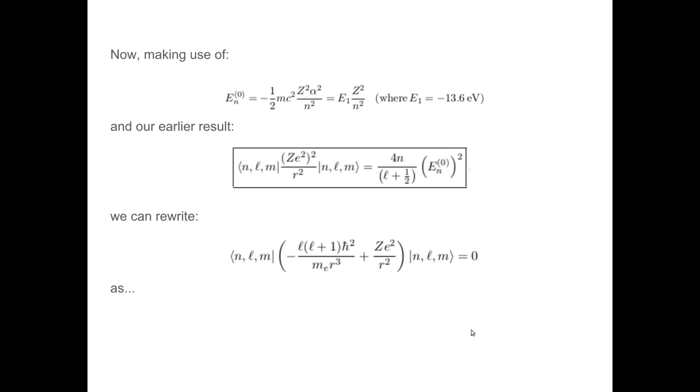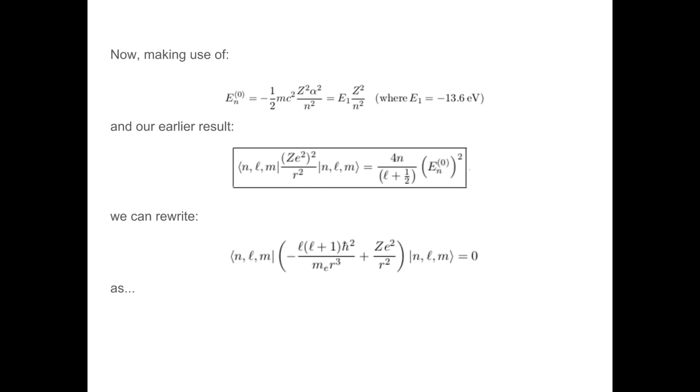Now I want to make use of a couple of things that we've already seen. One is that the unperturbed energy of level n goes like E1 divided by n squared, and because we have hydrogen-like atoms, we multiply by Z squared. I also want to make use of this expression that we got when we were working out the relativistic piece, because it's going to come in handy. Remember, this was the Coulomb potential squared term when we were working out the relativistic corrections.